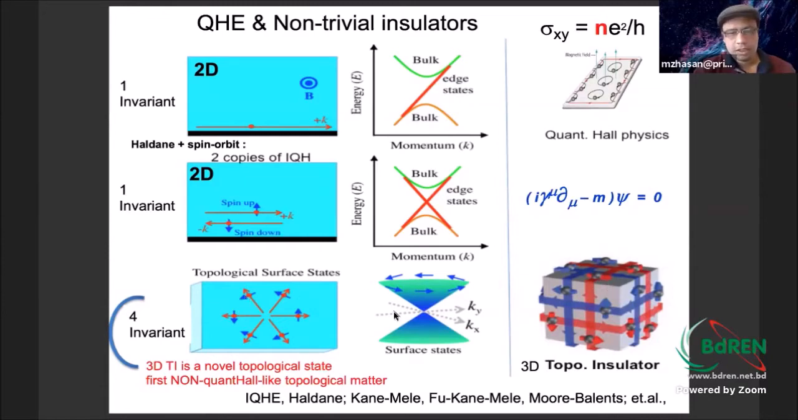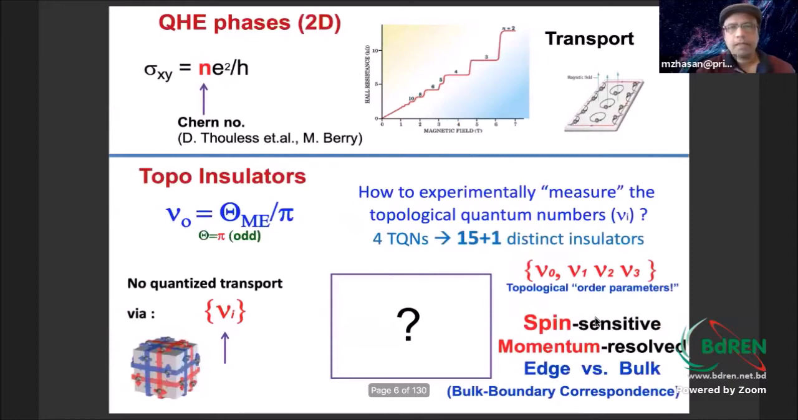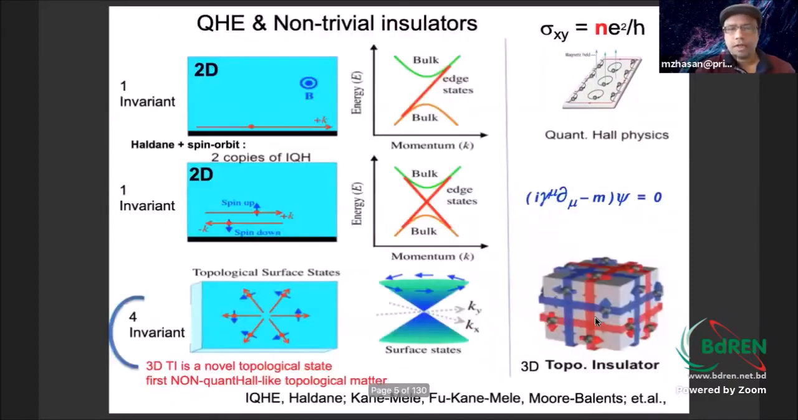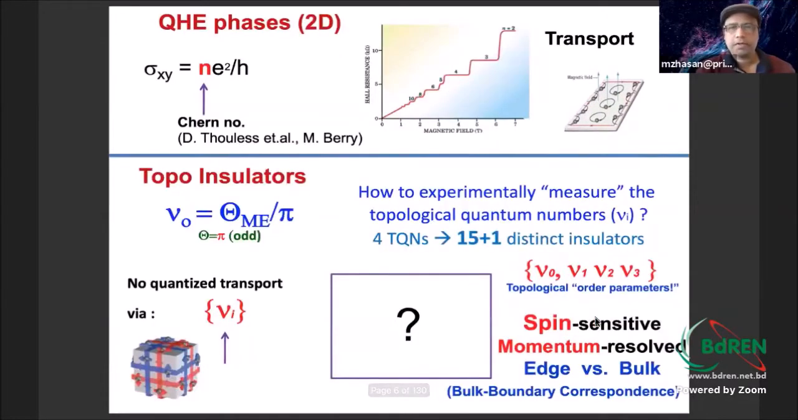So this is the state that was called the topological insulator, or 3D topological insulator, because it doesn't show any Hall effect. Okay. So that was a conceptual, theoretical description. I did not go into the details of the theory. It's a very broad audience.